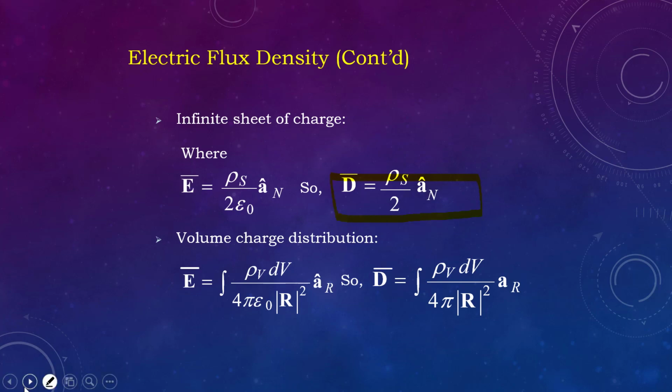Then the third equation, for volume charge. E bar due to volume charge, we have written this integral equation, integration of rho v into dv divided by 4 pi epsilon naught r square into AR cap. So D bar will be the same. Just remove this epsilon naught from the denominator and we can write D bar is equal to the volume integration of rho v dv divided by 4 pi r square into AR cap. All the densities are measured in coulomb per meter square.